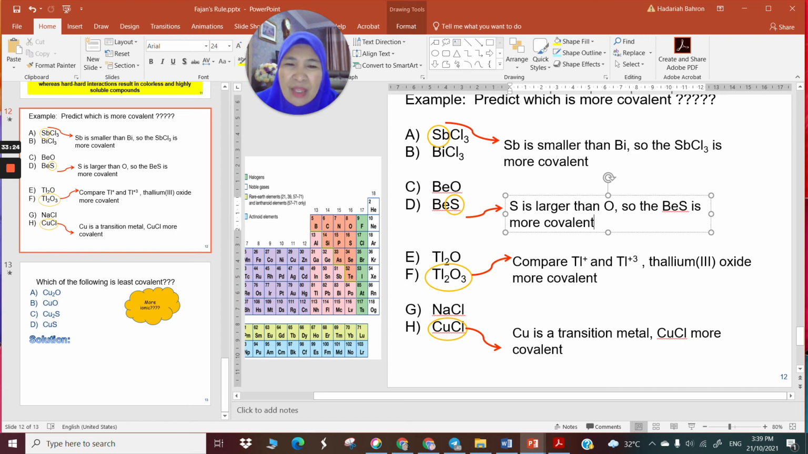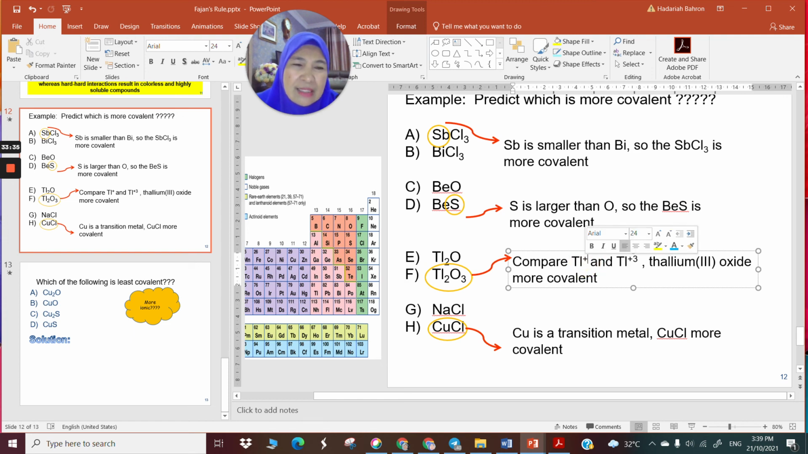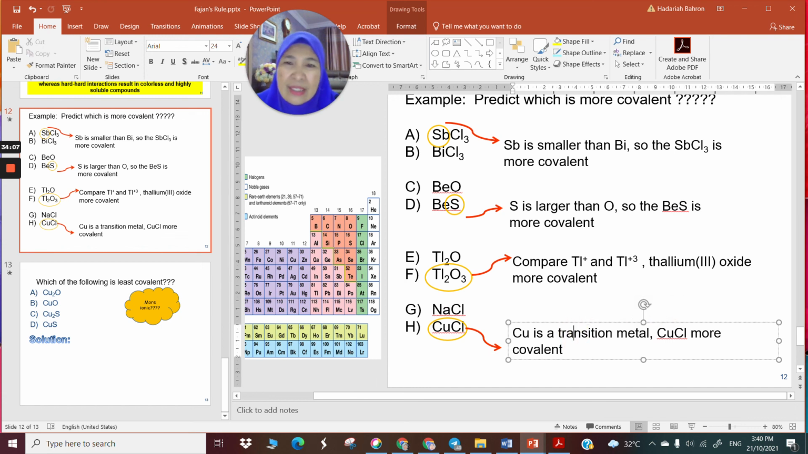Now you have Tl2O and Tl2O3. The difference is the charge. So, Tl plus compared to Tl 3 plus, we're talking about the difference in charge. Not tellurium, thallium. Thallium plus and thallium 3 plus: you're going to see that thallium 3 plus is a lot more covalent compared to thallium plus. This one is more covalent. And between sodium chloride and copper chloride, because copper is a transition metal, copper chloride is more covalent. So that is the argument when you are comparing between these compounds.